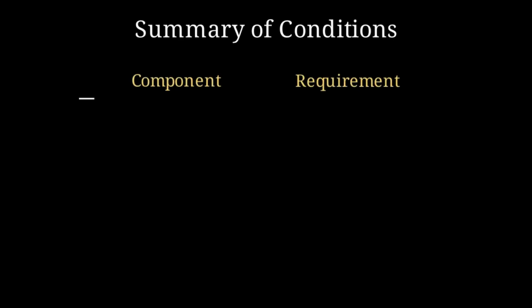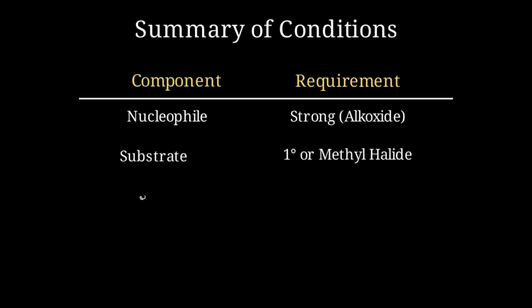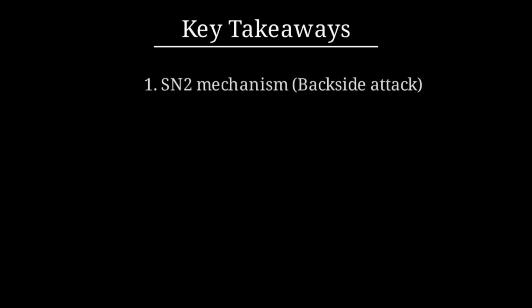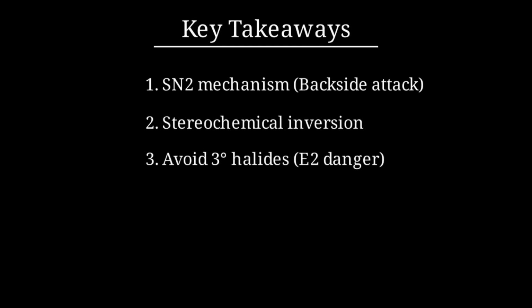To summarize, successful Williamson ether synthesis requires a strong alkoxide nucleophile, an unhindered primary alkyl halide or methyl halide, and a polar aprotic solvent to ensure SN2 dominates over E2. Remember these key takeaways: always prioritize the least substituted halide as your substrate. This strategy avoids the elimination trap and ensures your synthesis produces the desired ether rather than an unwanted alkene byproduct.